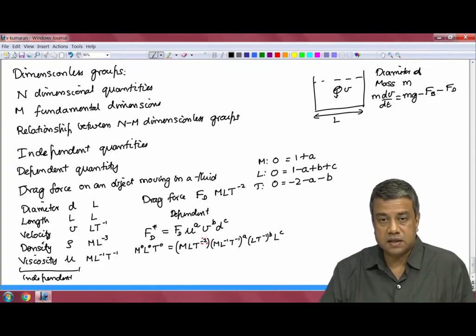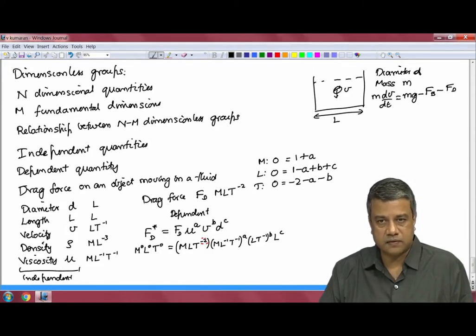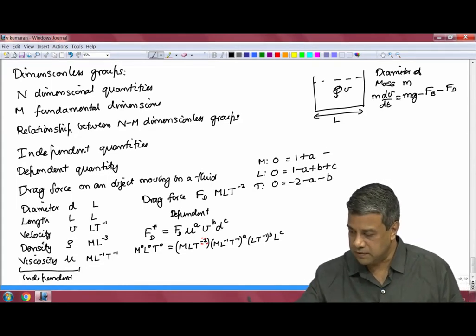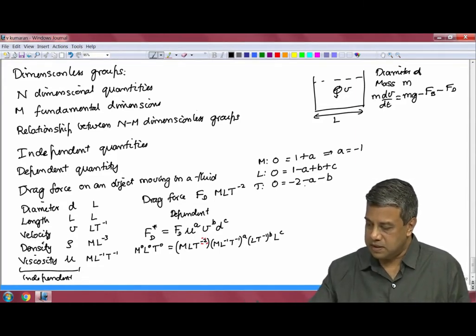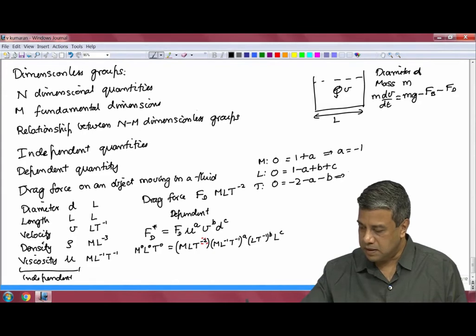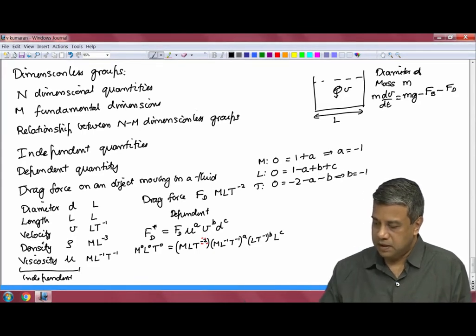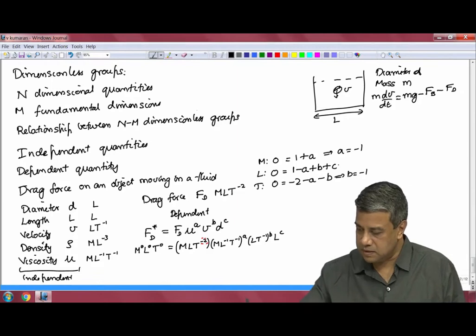So, these are the relations that have to be satisfied by the exponents a, b and c, so that the dimensions on both sides of all the fundamental dimensional quantities are the same. And I have 3 equations for 3 unknowns a, b and c, and I can solve these. The first equation will straight away give me that a is equal to minus 1. I substitute a equals minus 1 in this equation, and I will get b equals minus 1, and I substitute that into this equation for the length, and I will get c equals minus 1.